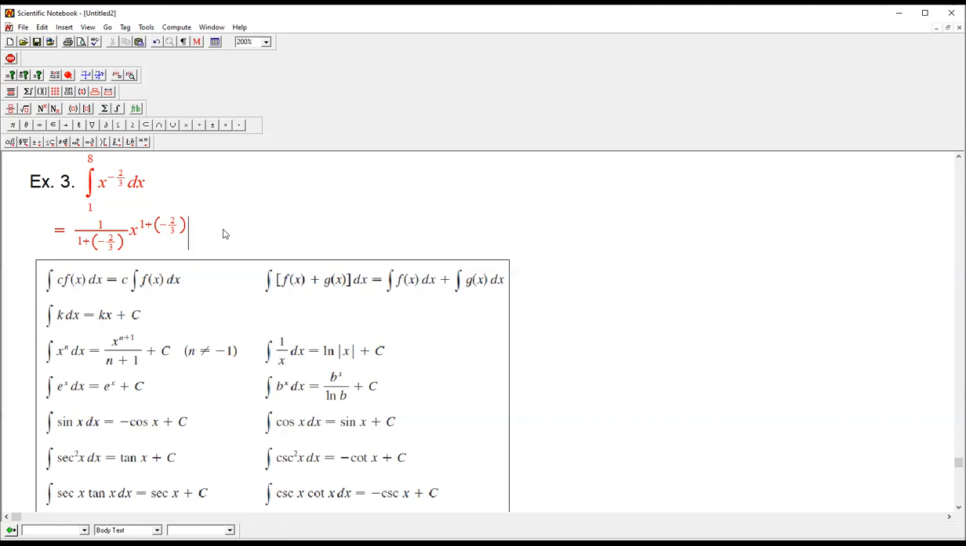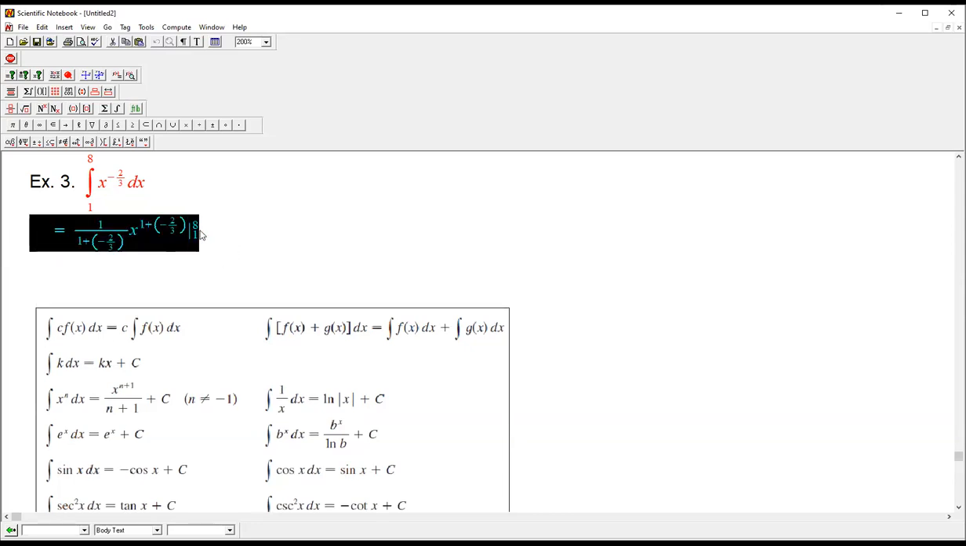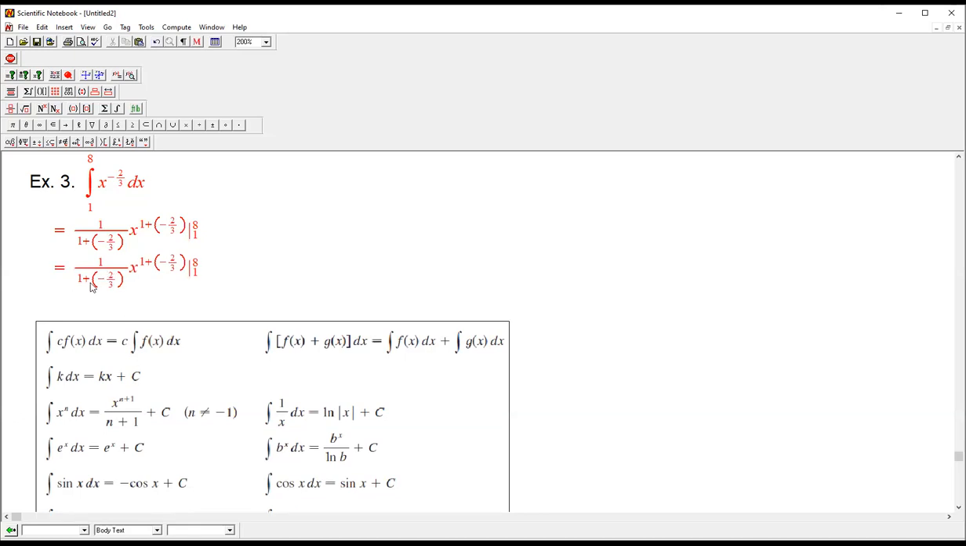You don't have to write it the way I do, but you do need to have this bar from 1 to 8. So the lower bound is 1 and the upper bound is 8. You have a bar next to it, or you can go to the next step, which is to simplify. You can go there directly, because 1 plus negative 2/3 gives us 1/3.